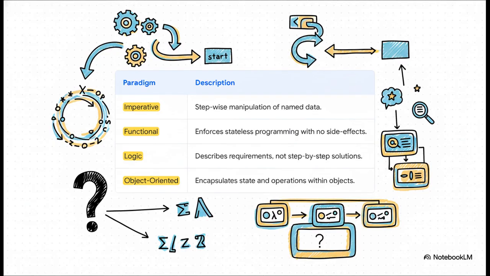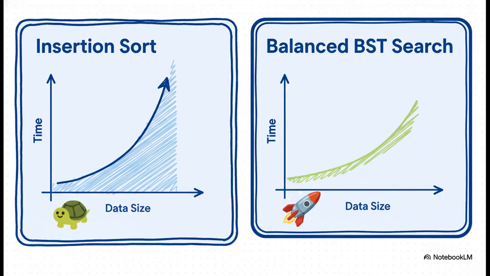Imperative is the classic step-by-step recipe. Functional programming treats everything like a pure math problem, so it avoids changing data outside the function. Logic programming is pretty unique. You just describe the goal, and you let the computer figure out how to get there. And finally, object-oriented, which we're going to dive into later, is all about grouping data and actions into these neat little packages. Think of these as different toolkits, and the toolkit you pick has massive consequences for how you build things. And how massive are we talking?